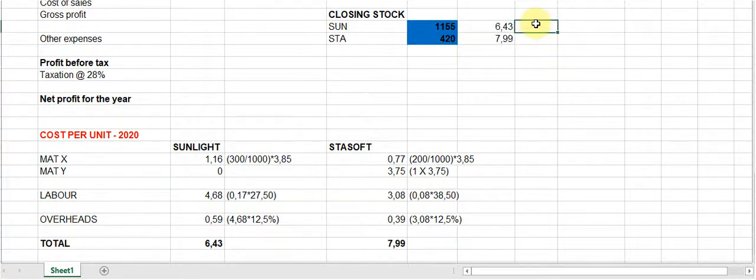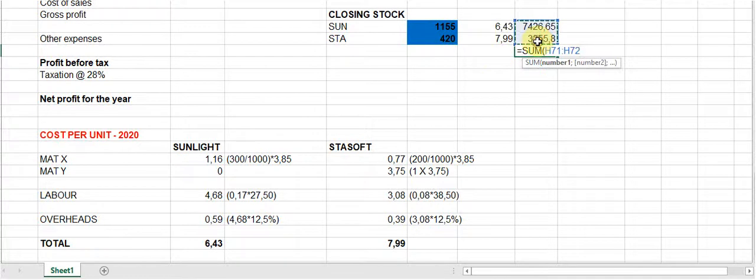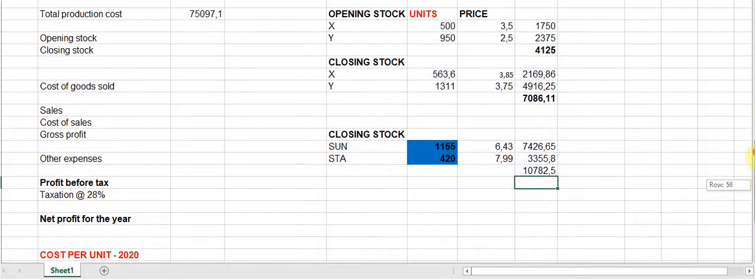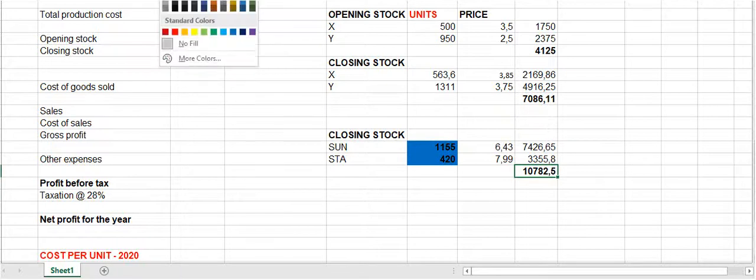So I'm going to multiply these two. And then I'm going to add up again. And I'm going to get to the sum of these two. And this total is going to go here. So this is equal minus that amount. Again, I'm just going to put it in the same color. What have we not used yet? Let's make it gray.